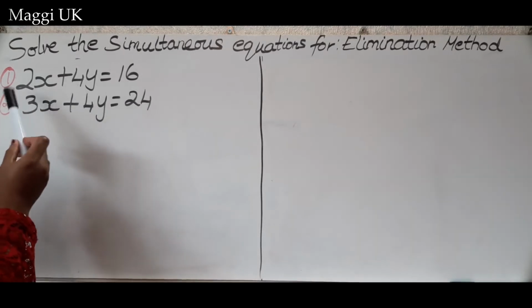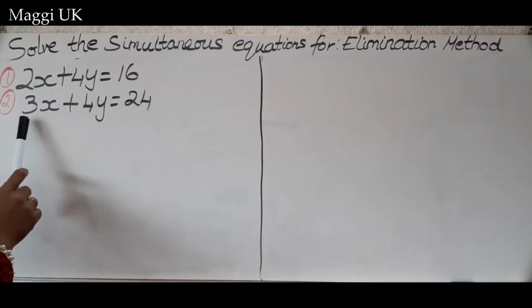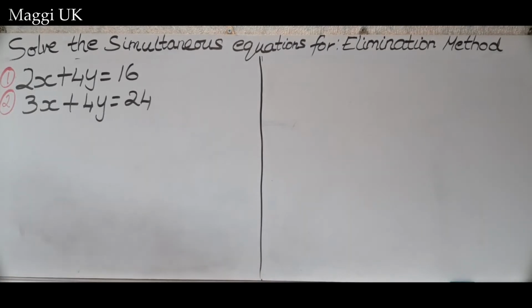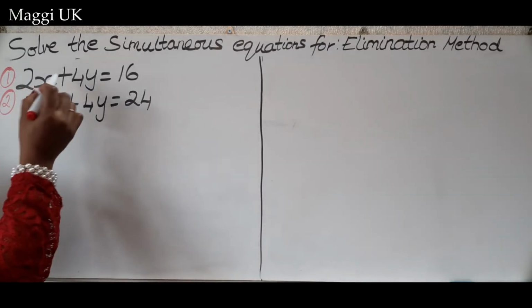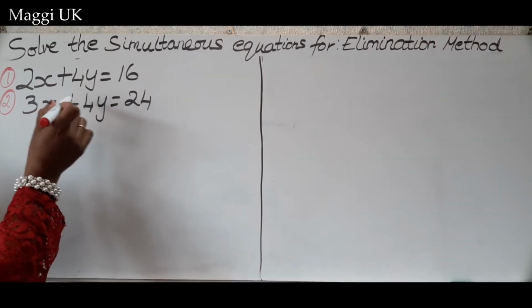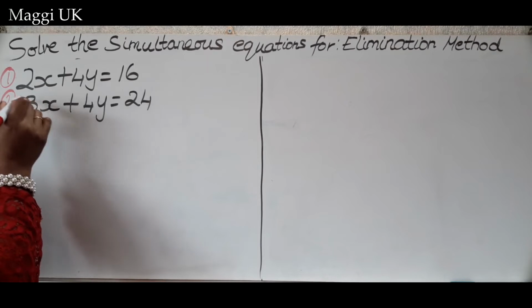Okay, the equations are 2x plus 4y is equal to 16, and 3x plus 4y is equal to 24. This is the first equation and this is the second equation. So tell me what you need to do first. Since 4y and 4y are the same, we can take them away. If you see plus and plus, you need to have an alternate sign, so you should have a minus.